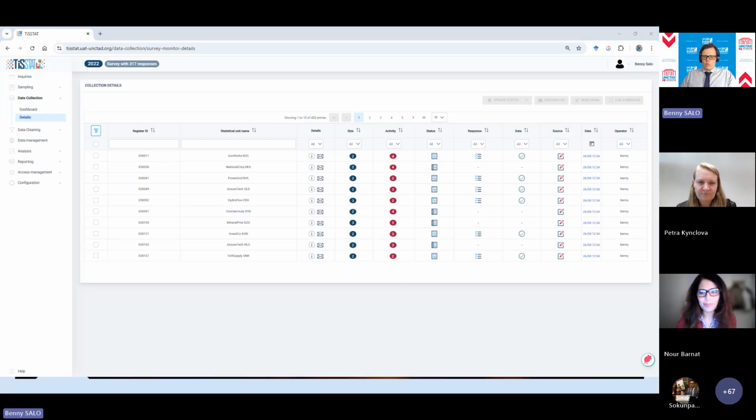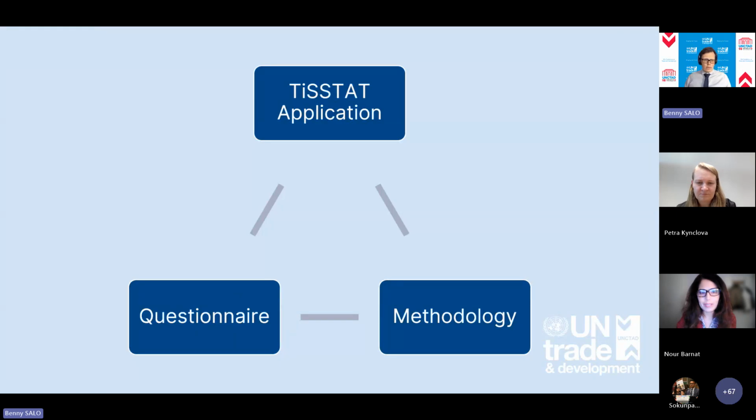What I want to do is show you this presentation. There are a few things I would like to stress. One is that TiSSTAT is a very thought-through software application, but it's more than that. It is an integration of a questionnaire and methodology all in one. It is as much a way for us to convey expertise in trade in services, as well as something that considerably facilitates the work on conducting enterprise surveys for this purpose.